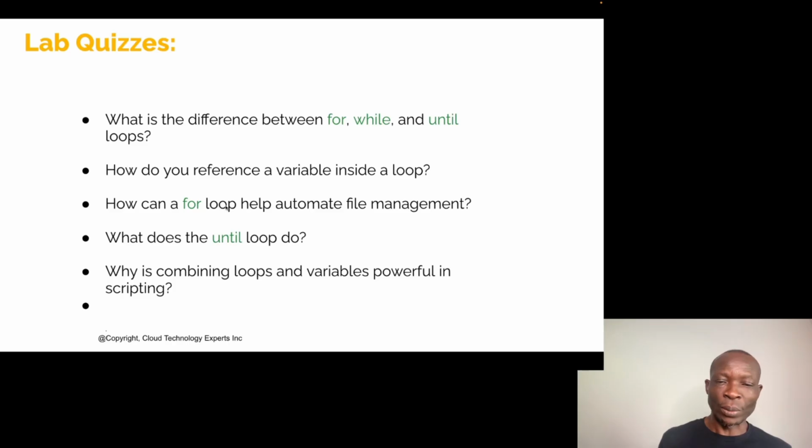How can a for loop help automate file management? Okay, if you have a lot of files and you need to iterate over them, it doesn't matter if it's 1,000 files, 1,000,000 files, how can a for loop help you to go through them? And what does the until loop do? Okay, that is similar to the first one. If you understand what they do and the differences between them, then you should be able to understand what the until loop does as well.